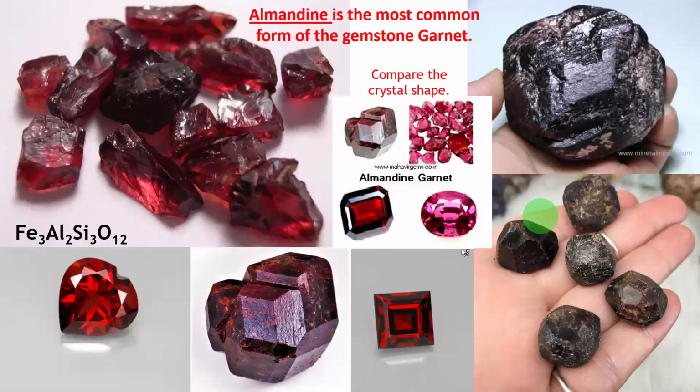Now look at this. This is the crystal shape. These are the rough, no crystal shapes. Here we can see. Compare the crystal shapes. Almandine garnet, cut and polished. Ferrous aluminium silicate, this is the chemical formula. These are the rough, but it is cut. No light there.